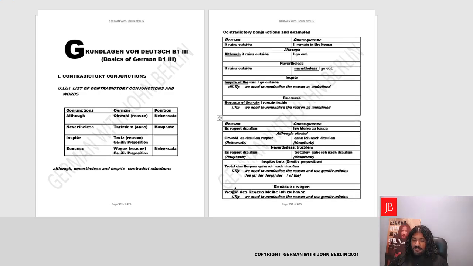And the last one is a very simple one. Wegen des Regens bleibe ich zu Hause. Because of the rain, I remain at home. This is not a contradictory conjunction. It's simply reasoning why I'm at home, because of the rain. Yes. Also genitive, and Regen is der Regen. So we say des Regen, just like here.